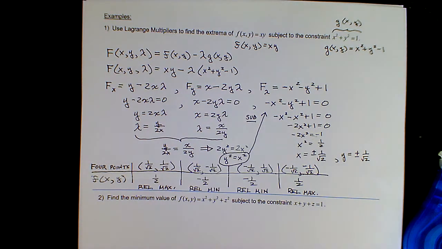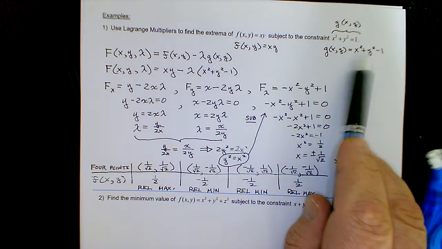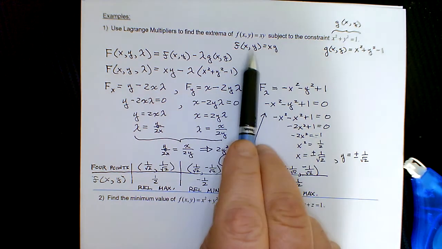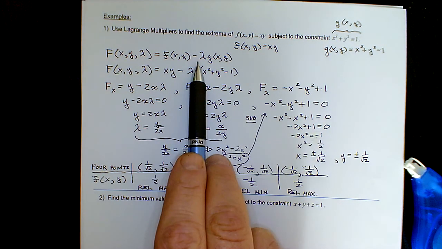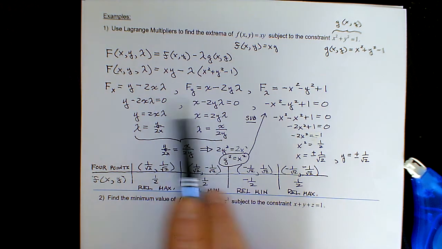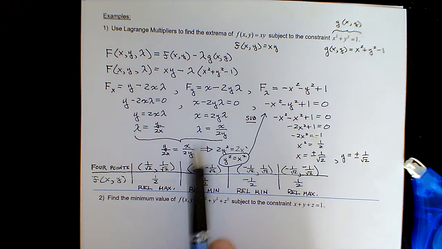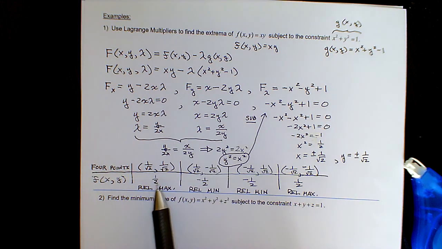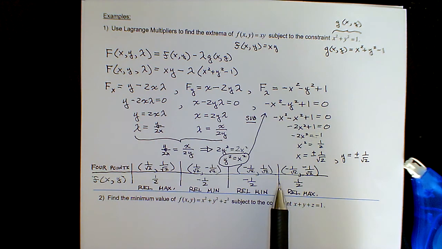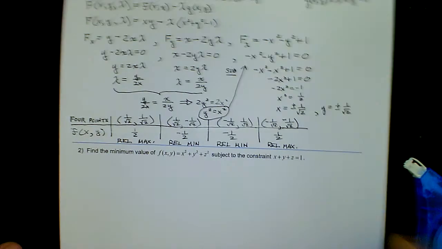So we'll continue with more examples, and basically, as you can see, we just took the constraint, set it to 0, we're given the function, formed the special function that we call uppercase F, and took each partial, set them to 0, solved the resulting equation system, and then we just determined if we had max or mins based on the functional values. So pretty much the same thing with this next example.